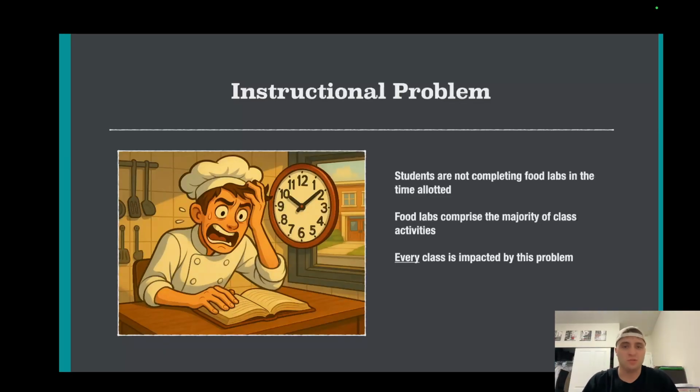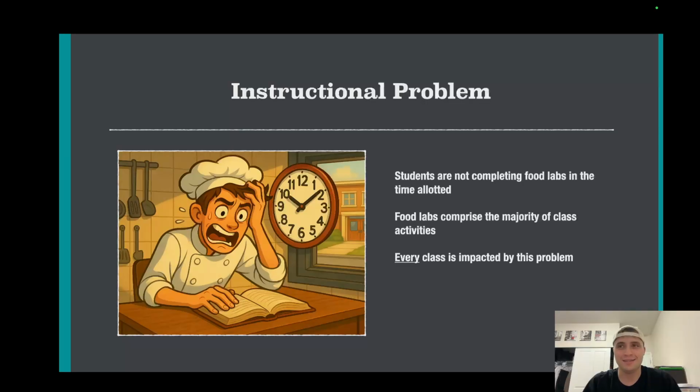So more on the instructional problem that I have been facing: students are not completing the food labs that are set in our framework in the time allotted. Every single food lab that I do, I feel like there are students that are falling behind. Their food is still in the oven or on the stovetop when they need to go to their next class period.